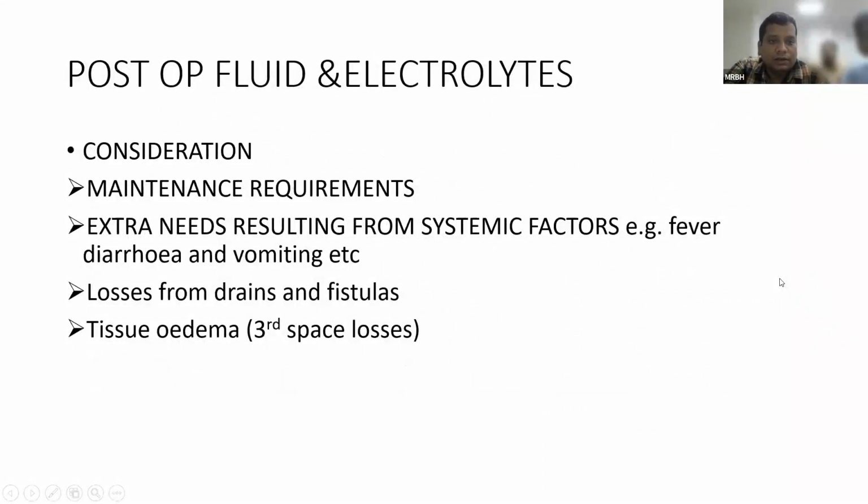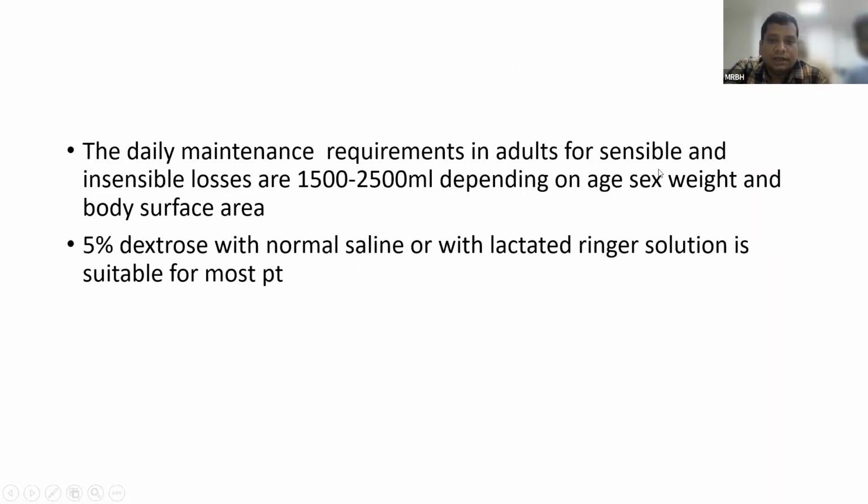Post-op fluid and electrolyte considerations should include maintenance requirements, extra needs resulting from systemic factors, for example fever, diarrhea, and vomiting, losses from drainage and fistula, and third space loss. The daily maintenance requirement in adults for sensible and insensible loss is 1500 to 2500 ml, depending on age, sex, weight, and body surface area. 5% dextrose with normal saline or with lactated Ringer solution is suitable for most patients.